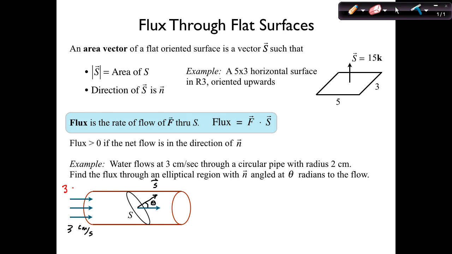Okay, so how do we calculate flux? F dot S. And what's the easy way to get a dot product? Magnitude of each times cosine of theta, which is the angle between the two. Okay, so this is how we're going to do it.